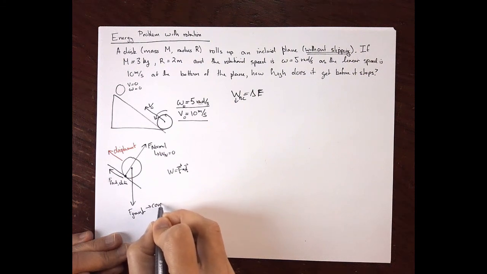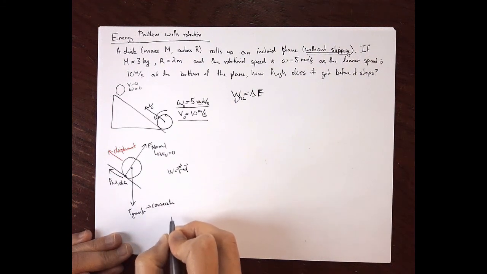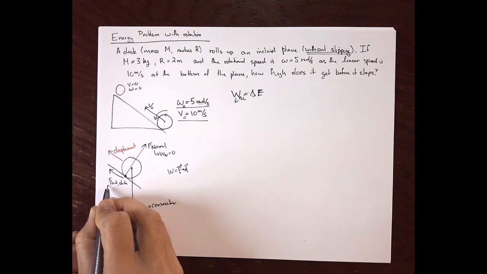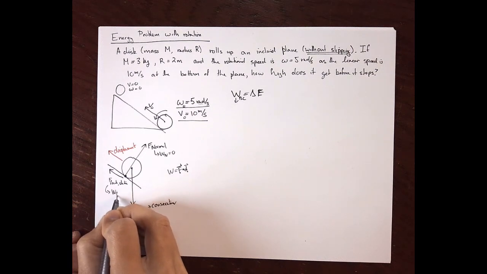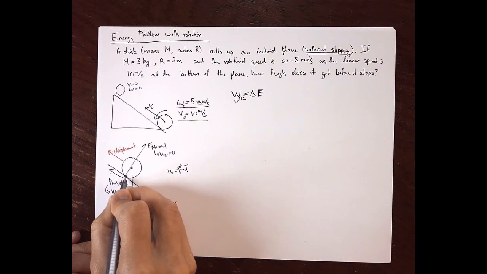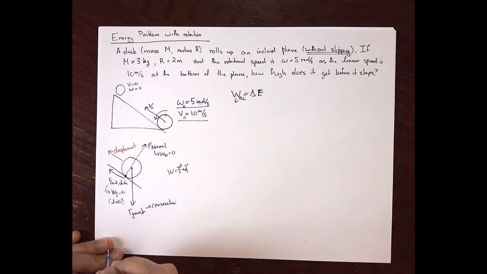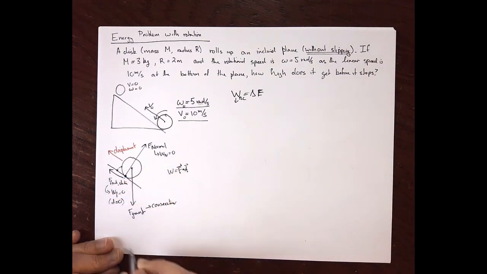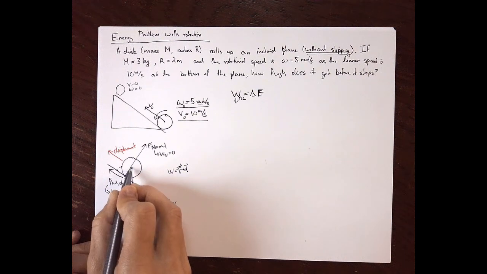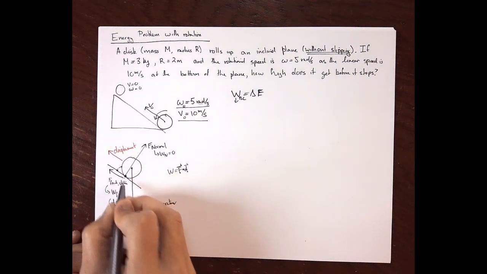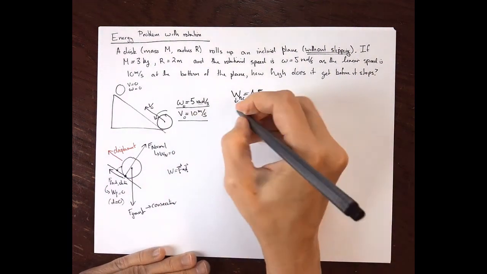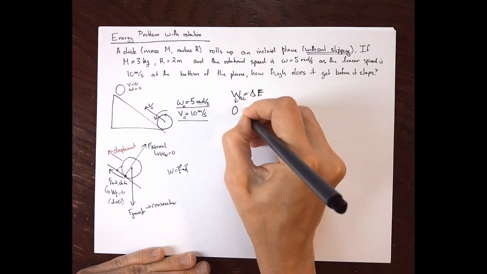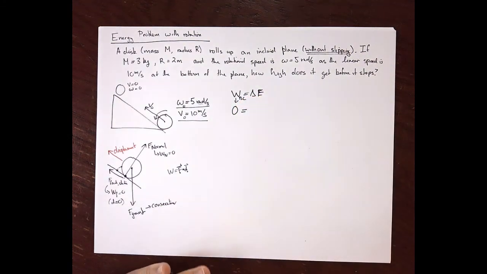This is conservative, so it doesn't do any work. And the friction also doesn't do any work, because the displacement is 0. Each little bit of the wheel is touching just one little bit of the plane, and then a new little bit of the wheel will come down and touch a new little bit of the plane, but there's no displacement of the wheel or of the disk relative to the plane. So we don't have any non-conservative force doing work.